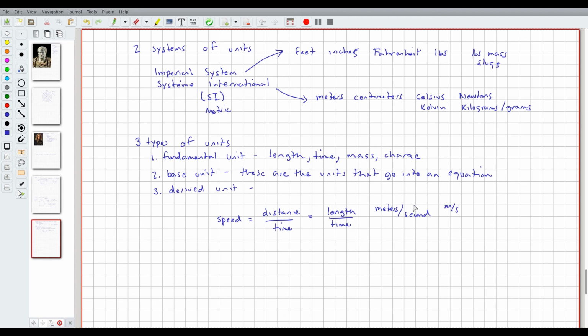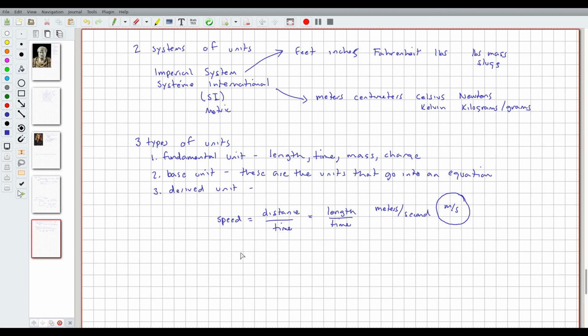But speed isn't something that's a base quantity. Now length is, time is, but speed itself is not. But it's made out of other units. Okay, and as such, it's a derived unit.